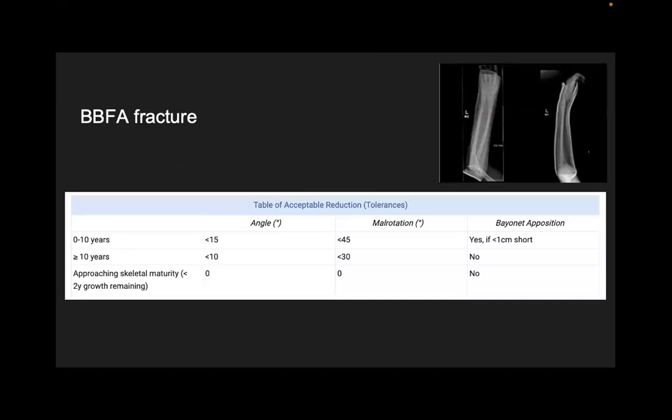Depending on how old your patient is, whether they're less than 10 years old or older than 10 years old, or if they're approaching skeletal maturity, these tend to be older patients, over 10, with less than 2 years of growth remaining, right? So there's a couple things that you look for. One is the angulation, two is malrotation, and three is bayonet apposition. Okay, so I know those are pretty tough terms, so I'll try to describe this visually for you guys.